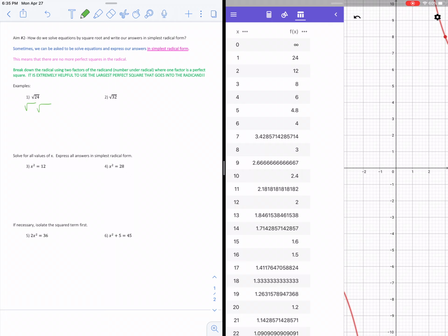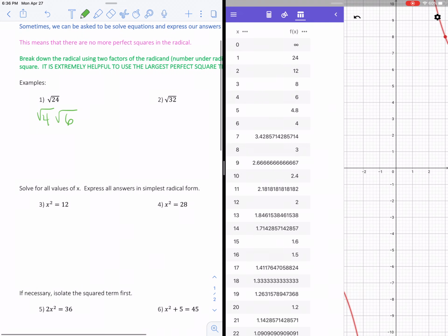2 times 12, 2 isn't a perfect square, 12 isn't. 3 times 8, neither a perfect square. 4 times 6. 4 is a perfect square, so that's going to be the factor I use to break down the square root of 24. And then the first radical, since it's a perfect square, you can get the square root of 4, which is 2, and then I bring down the square root of 6.